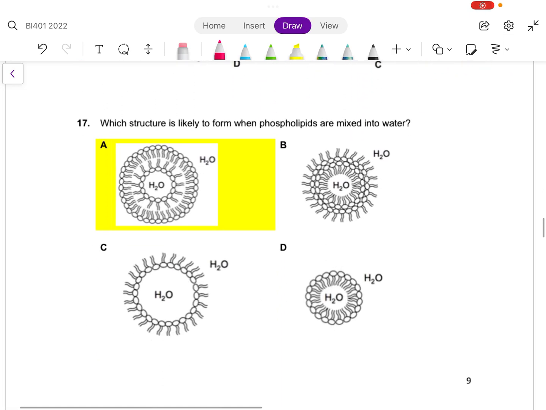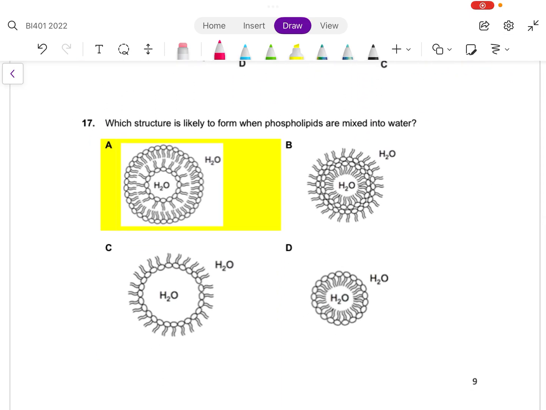Let's go to question 17. Which structure is likely to form when phospholipids are mixed into water? To answer this question, you must remember that there is a hydrophilic head and then there are hydrophobic tails. So what will make sense is that you need to find all the hydrophilic heads interacting with water. You find that A is possible because all these hydrophilic heads here are interacting with water. Hydrophilic head here also interacting with water. So A is possible. What about B?